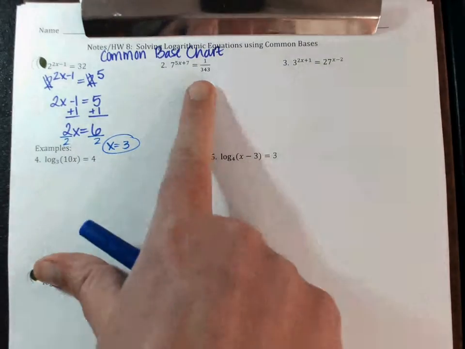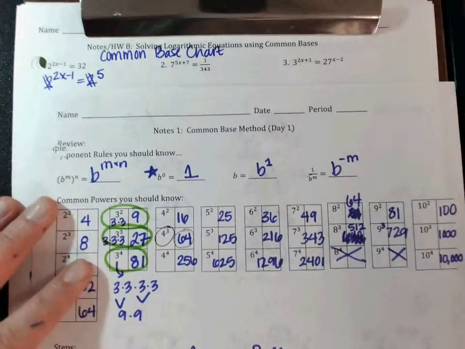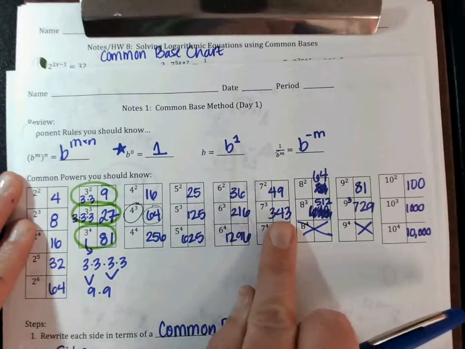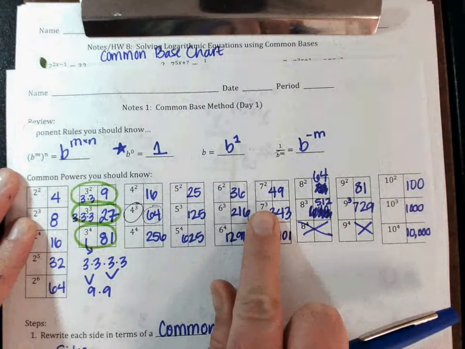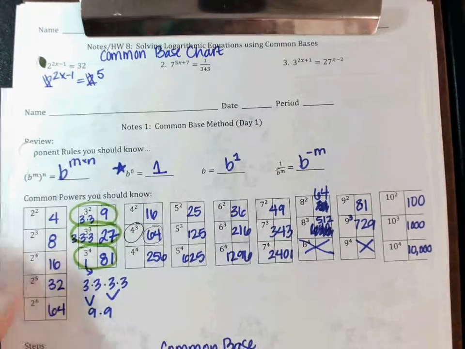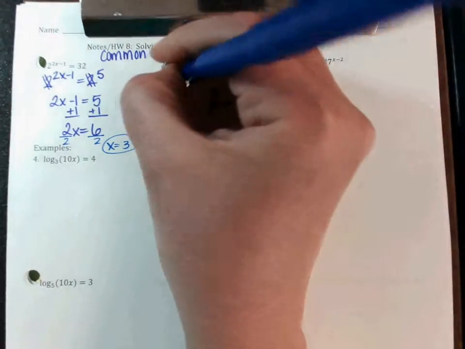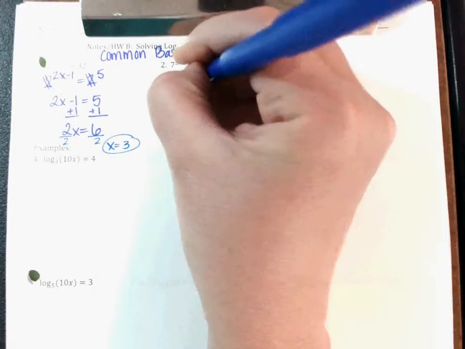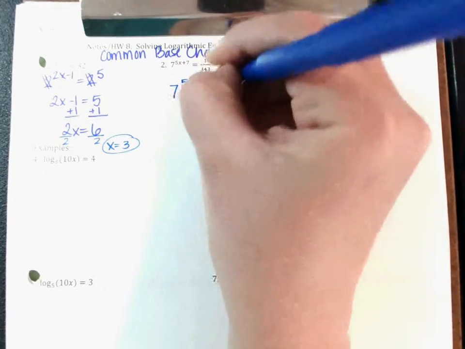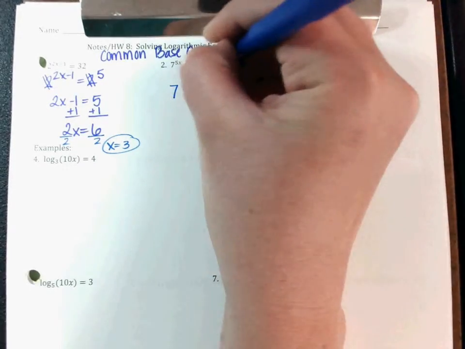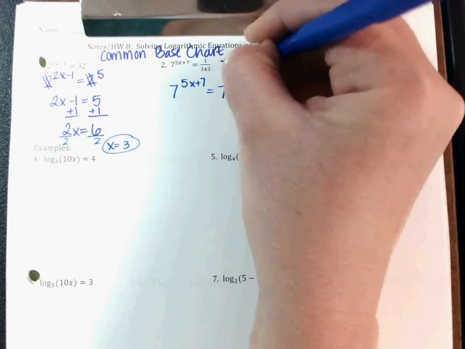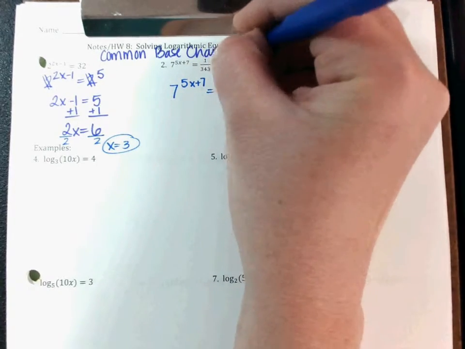So I look up 343, and I'm going to look it up in my 7 chart. 343 is 7 to the third. Very good. Now, how do I change it if it's a fraction? Negative. Good job, Henry. Okay, it's 7 to the minus 3. So I'm going to use a negative because it's a fraction.